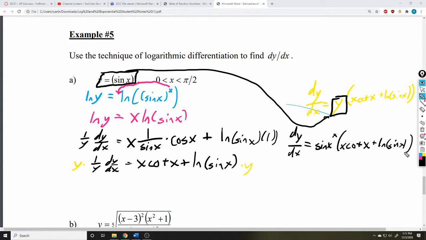So just to recap everything that we did here, the key step is that when we take the natural log of both sides, we can use the properties of logarithms to make this a more doable derivative. But because we took the natural log of y, that means we need to use some implicit differentiation. And then once we get y over to this side, we plug in the actual function so that it's all in terms of x.